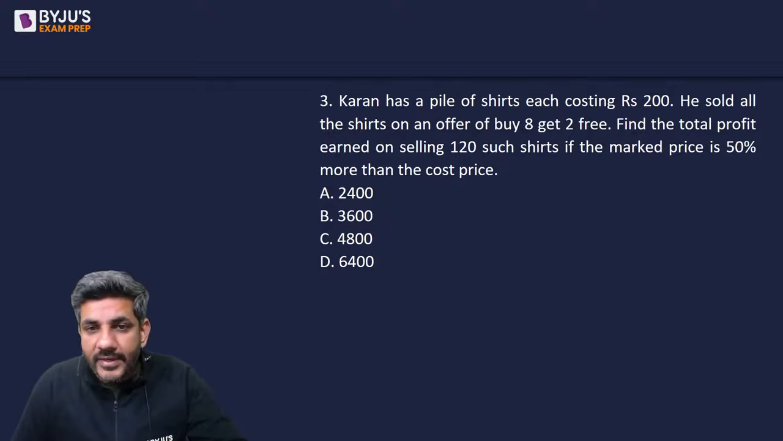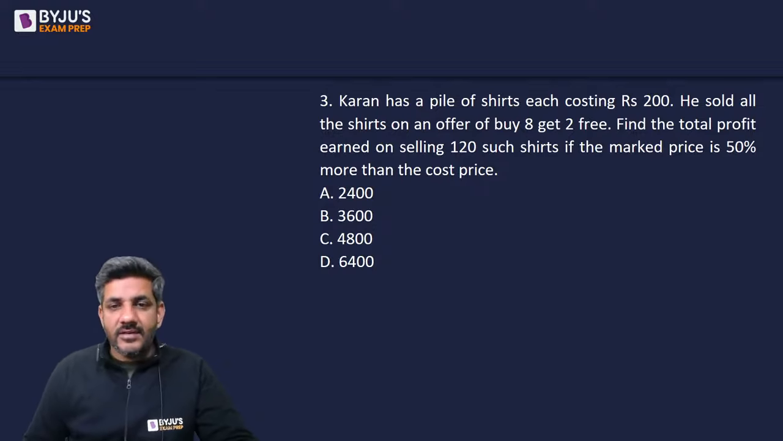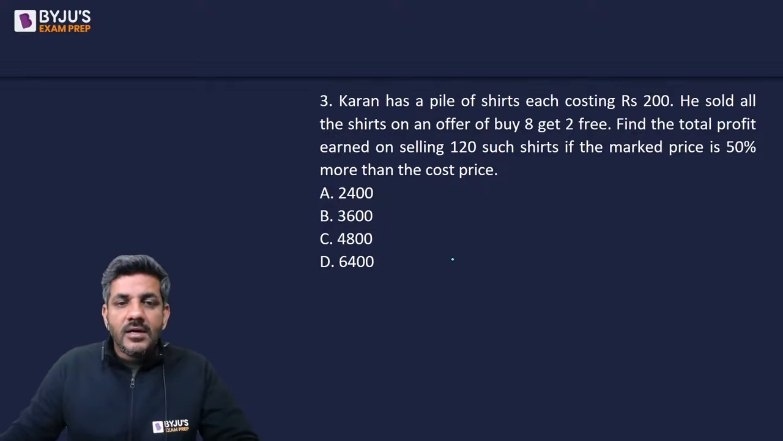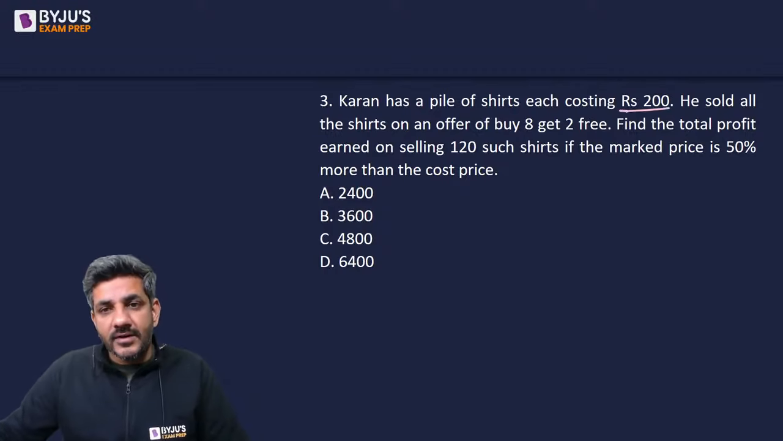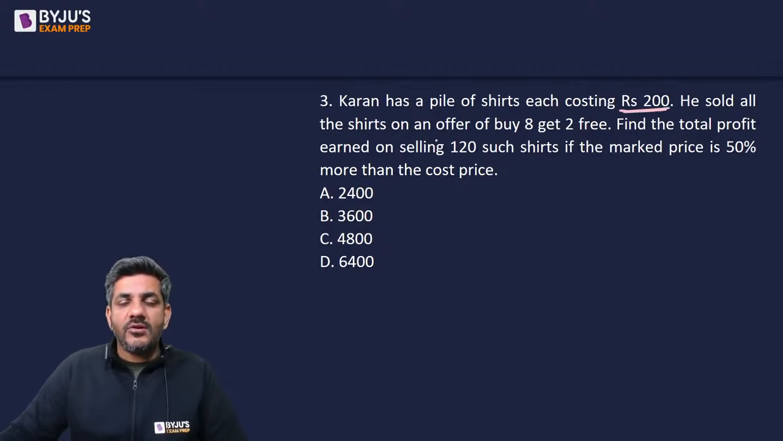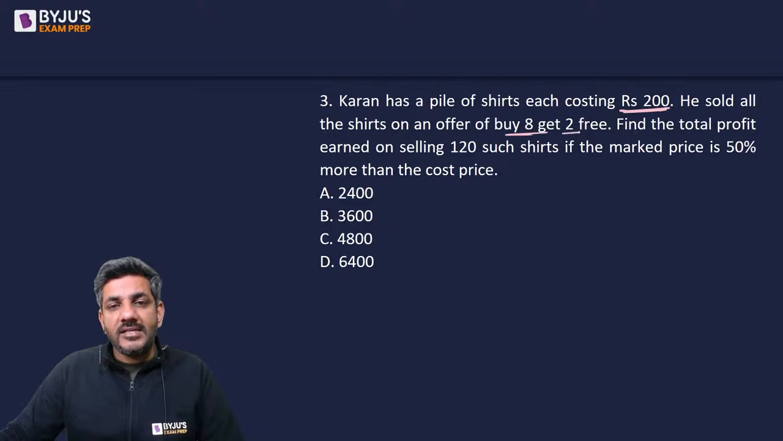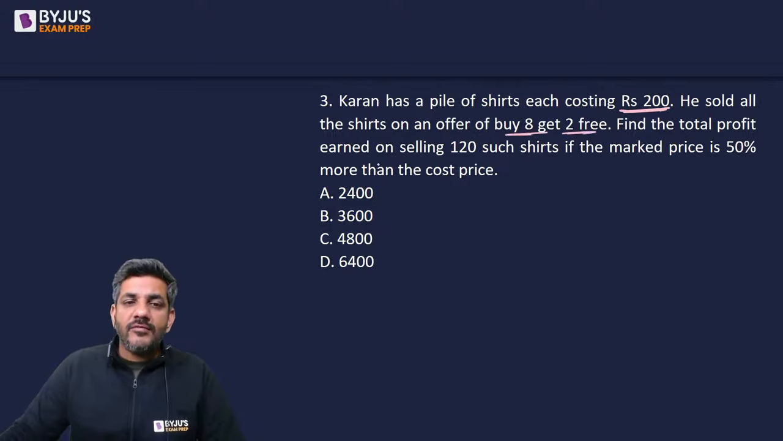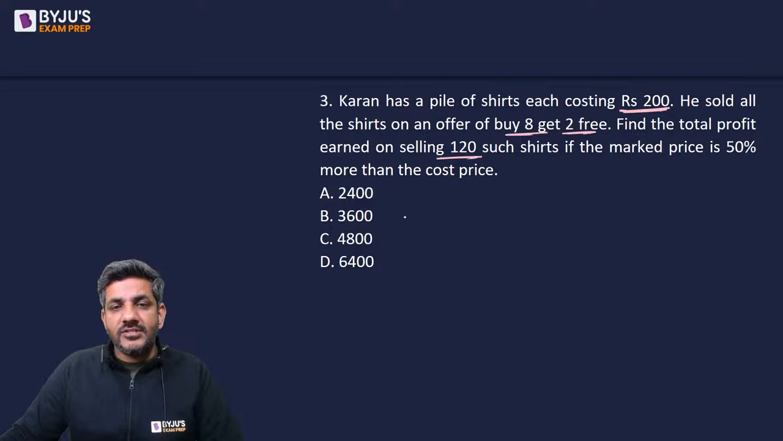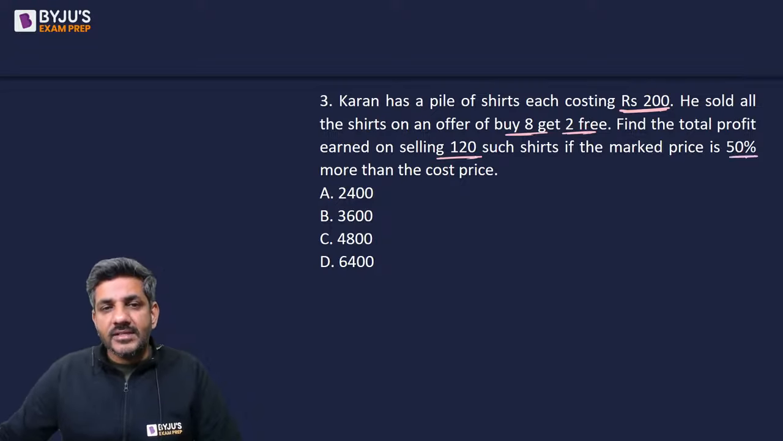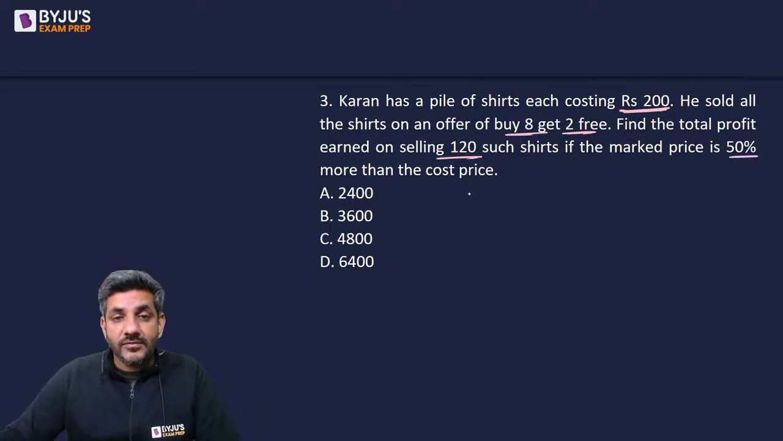Okay, so I think we can start doing this question now. Let's have a look at this. Karan has a pile of shirts, each costing rupees 1200. He sold all the shirts on an offer of buy 8, get 2 free. Find the total profit earned on selling 120 such shirts if the marked price is 50% more than the cost price. So first of all, cost price is 200.